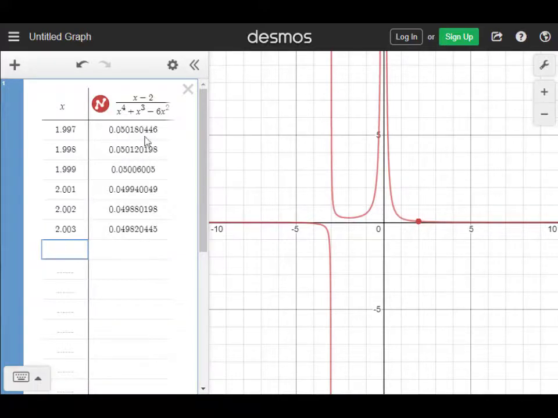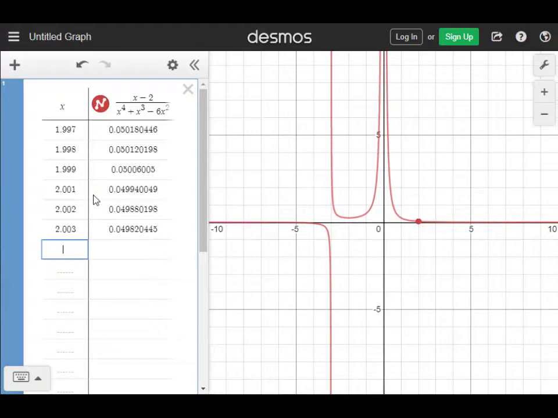And now I definitely see a pattern. What I see on both sides is numbers that are getting close to about 0.05. If I look the closest on one side, I get 0.05006, and on the other side, I get 0.0499. We're getting very, very close on both sides to 0.05, and that's going to be our answer to the question. So for that second limit question, the limit as x approaches 2 of this function, the answer would be 0.05.